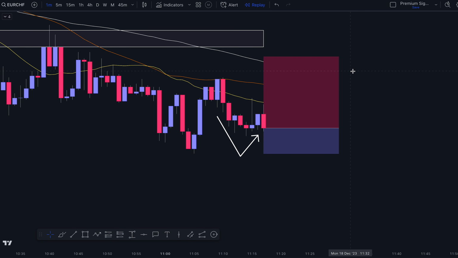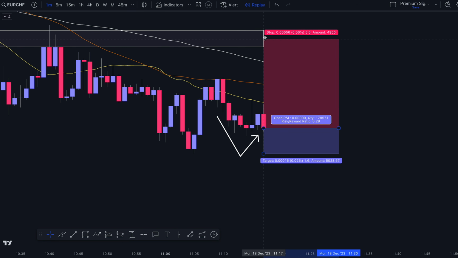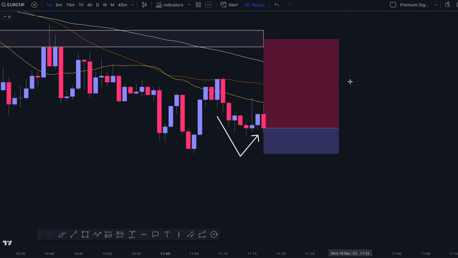So for scalpers, a tight stop loss, which is around 5 to 10 pips, is very common to use, but on the other hand, day traders typically set a wider stop loss ranging from 30 to 50 pips just to accommodate the larger price movements expected over the course of a day.